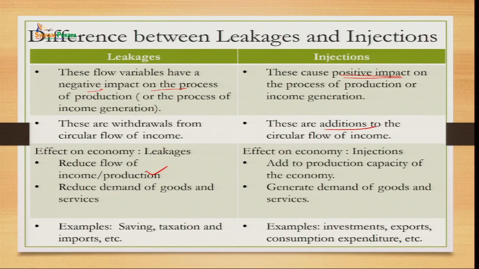Because this will reduce the size of production, and when the production is low, generation of income will be lesser, and this will also reduce the demand for goods and services, because when income is lesser, definitely the demand for goods and services will also reduce. Whereas opposite to it, we have injection, which will add to the production capacity and will also help people to have more employment, and this more income will help in the generation of demand for goods and services.